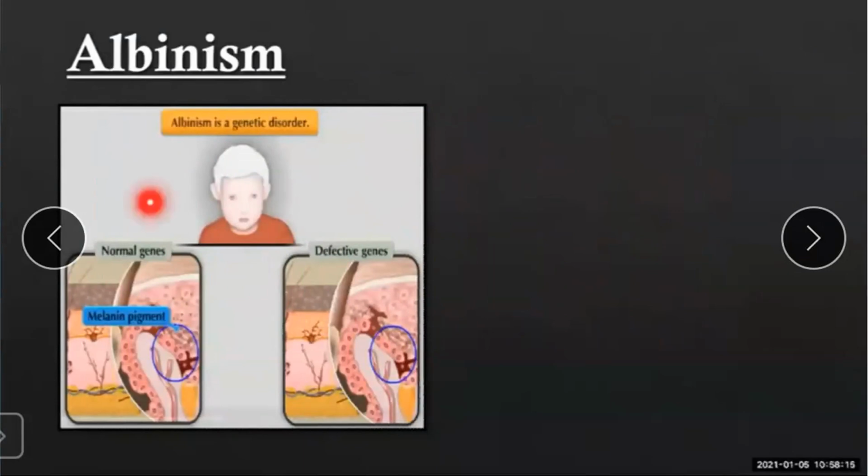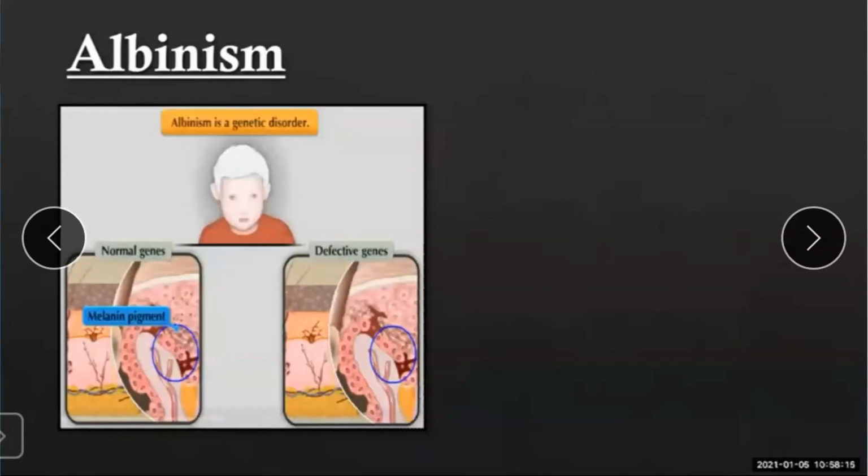As we know, what are the normal genes present in our body? It is the melanin pigment present in our skin, due to which we get our skin color. Which pigment? Melanin pigment, which is present in normal people. These are called normal genes. Okay, so this is a genetic disorder, albinism.